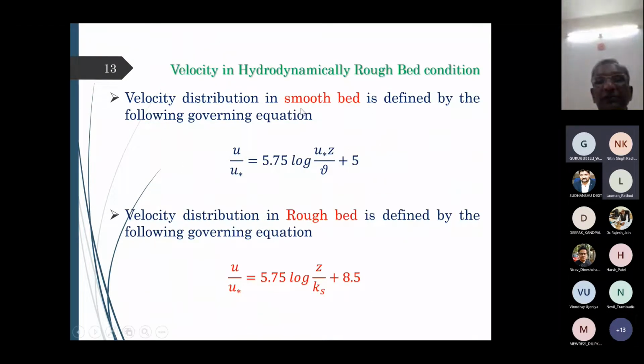So this is the velocity distribution for a smooth bed. If you talk about this, U is the point velocity. There is also one average velocity, which is total discharge divided by area. But point velocity is the velocity measured at a point on the cross section, right? And U star is the shear velocity. Z is the depth of flow where the point is located, and nu is the kinematic viscosity, right? And these are again the factors for rough boundary condition, right?